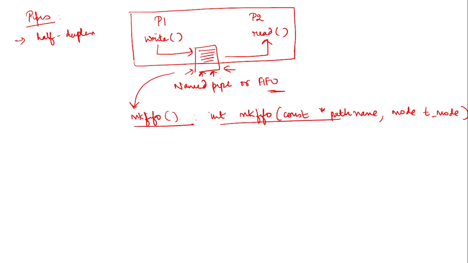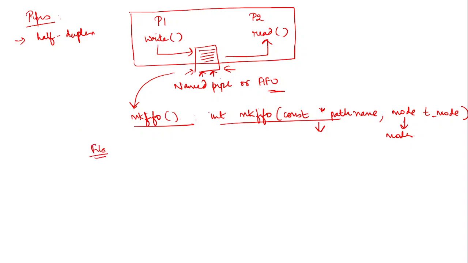So this is basically the syntax of the mkfifo function that we are creating. If you look at the arguments here, the first argument is the path name where this file would be created, so you specify the path name where you want the file to be created, and then the second argument specifies the modes.